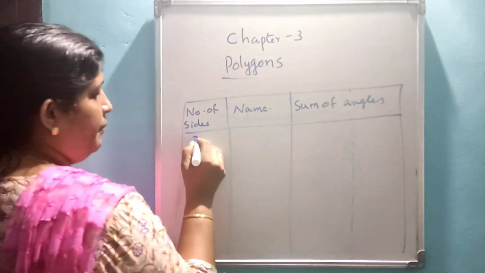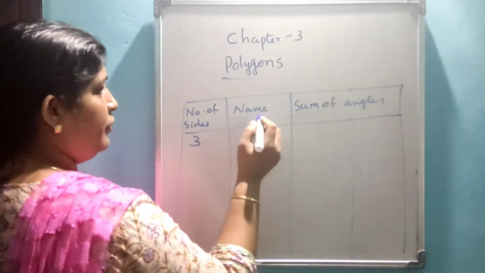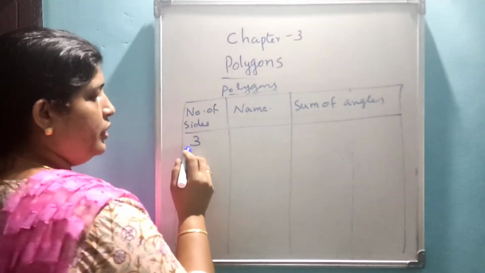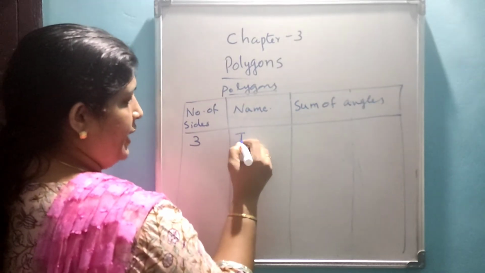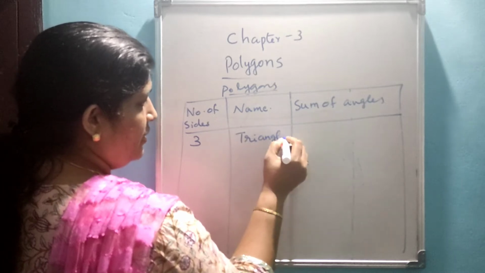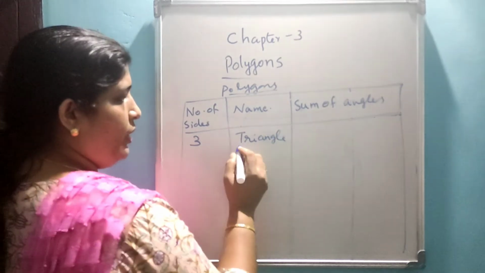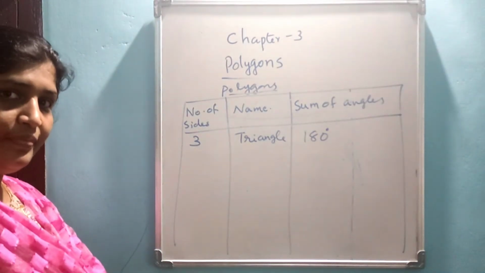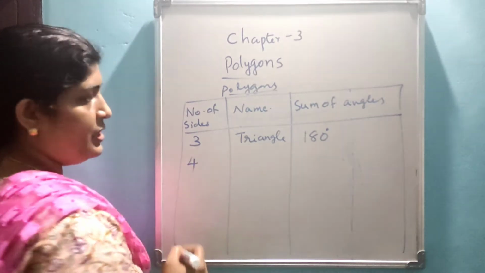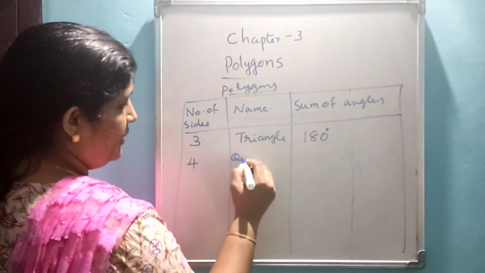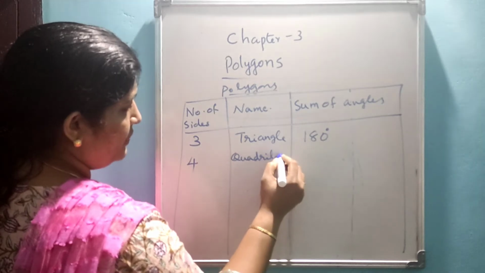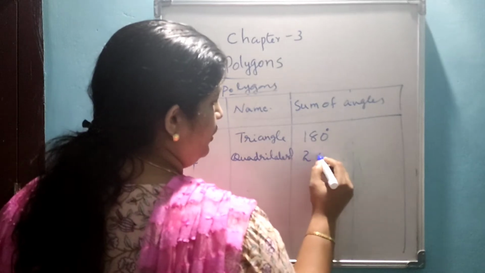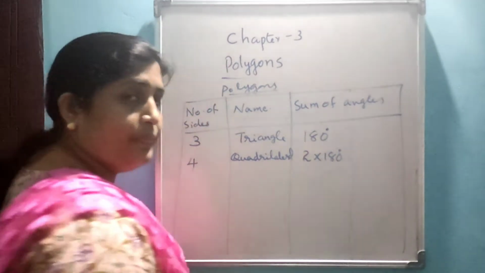If the number of sides is 3, what is the name of the polygon? We are talking about polygons. So if the number of sides is 3, the polygon's name is triangle. And what about the sum of angles? The sum of angles is equal to 180 degrees. If the number of sides is 4, its name is quadrilateral, and its sum of angles is equal to 2 into 180 degrees.